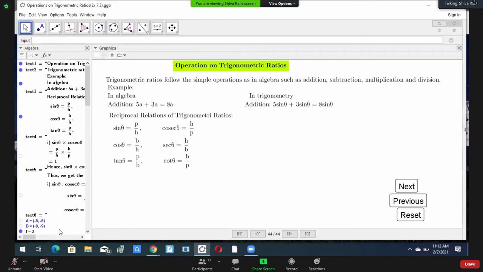You can see reciprocal relations on page number 91. And last time also we discussed reciprocal relation. You know, sine theta equal to p by h and cosec theta equal to h by p, just opposite. Cos theta equal to b by h, sec theta equal to h by b.